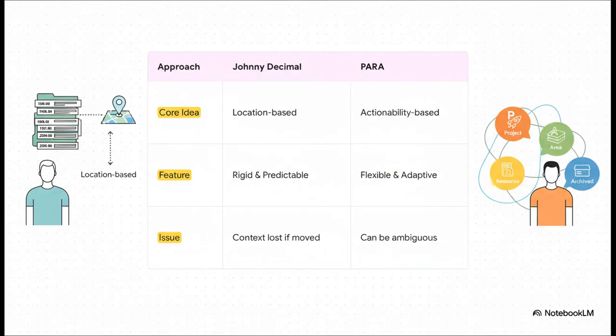On one side, you've got a system like Johnny Decimal. Think of it like a library's Dewey Decimal System. It's all about a fixed location. A file's number tells you exactly where it is, no questions asked. Super predictable, super rigid. Then on the other side, you've got something like the PARA method. This one is all about actionability. It organizes things based on what you're doing with them. Is it for an active project? Is it for a general area of your life? Is it a resource you refer to? Or is it old stuff for the archive? It's much more flexible, but you can see the potential issue, right? It can get a little fuzzy without some self-discipline.